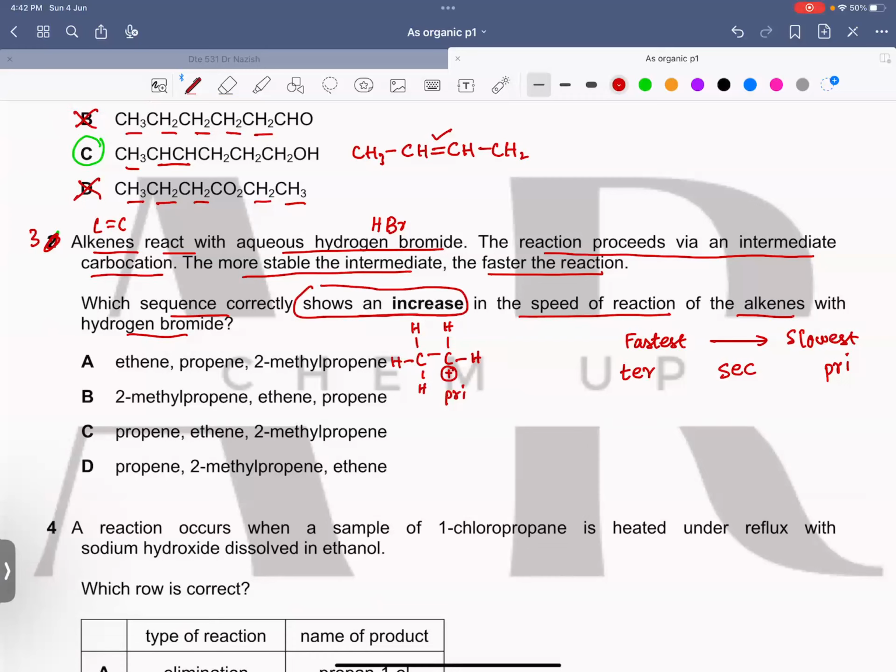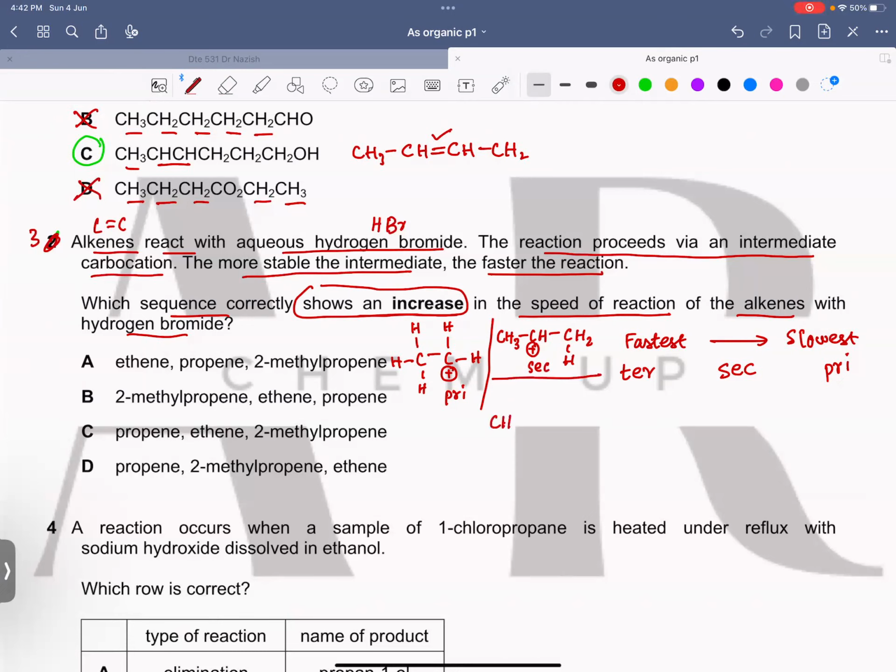If I draw propene over here, CH3, then CH double bond CH2. When the reaction proceeds and we get the intermediate, the hydrogen bonds to this carbon, and this carbon becomes a positive carbocation. So here this makes it a secondary one, right? Now we are left with 2-methyl propene.